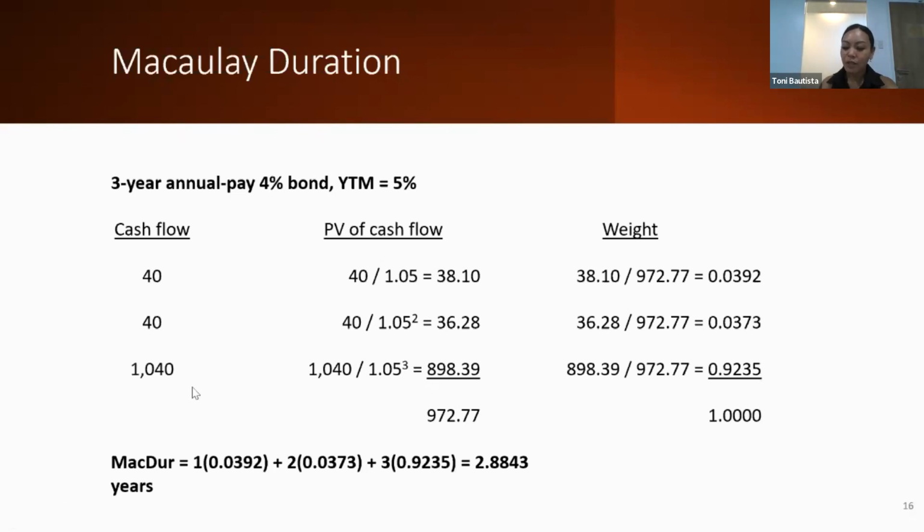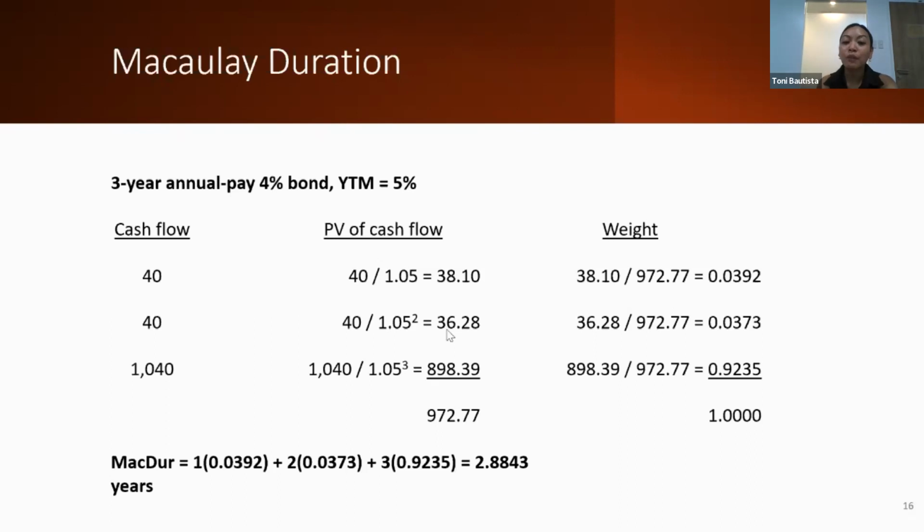Now, next step is for us to compute for the present value of the cash flow, using our YTM. The present value for 1 year would be 40 divided by 1.05, and this is equal to 38.10. The present value of the 40 which you will be receiving 2 years from now would be 40 divided by 1.05 raised to 2, and this is equal to 36.28. And then finally, the cash flow that you will be receiving 3 years from now, you would need to divide by 1.05 raised to 3, and that is equal to 89.39. And then you will get the sum, the summation of the present value of the cash flows.